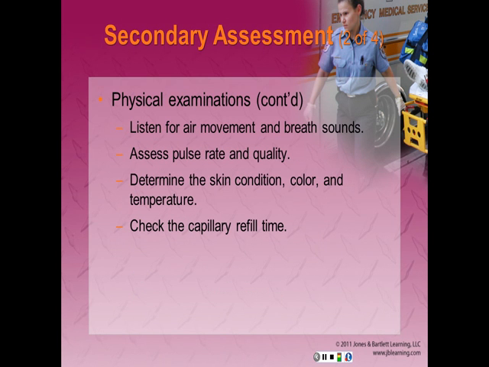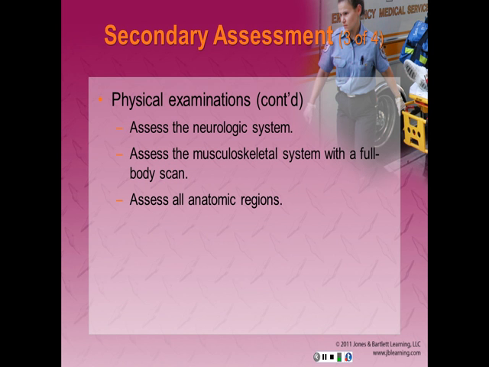Assess pulse rate and quality. Determine skin color, temperature, and condition, and check cap refill. Assess the neurologic system, including level of consciousness, pupil size and reactivity, motor response, and sensory response. Assess the musculoskeletal system with a detailed full-body scan.